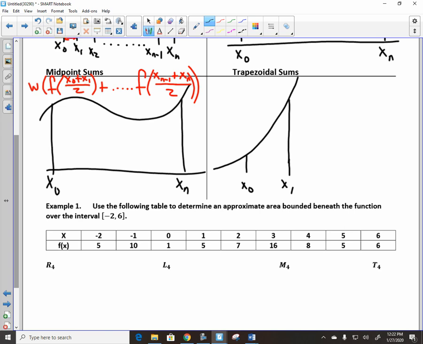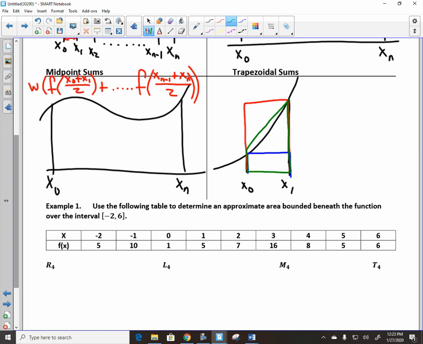Remember what I showed you the first day we were investigating this? We looked at the rectangles, and we said the red one is an overestimation. That was right hand. The left one is the blue rectangle. That's an underestimation. And we said we would like to average them, right? So if we average the right hand and the left hand, what shape do you get? A trapezoid.